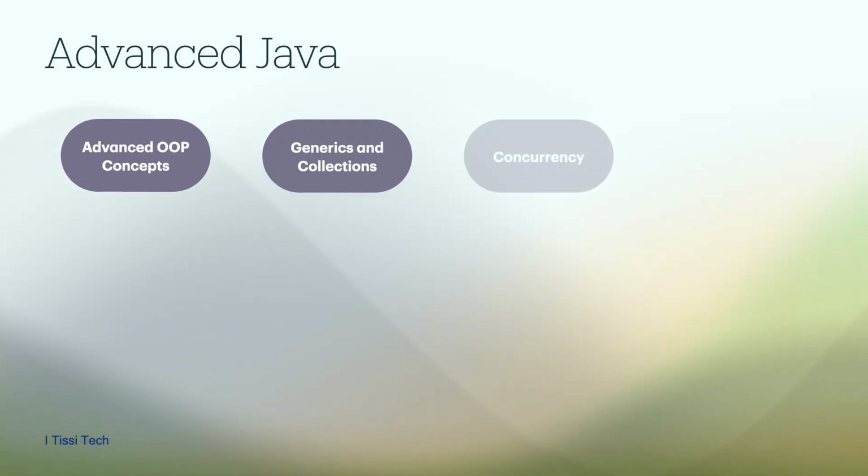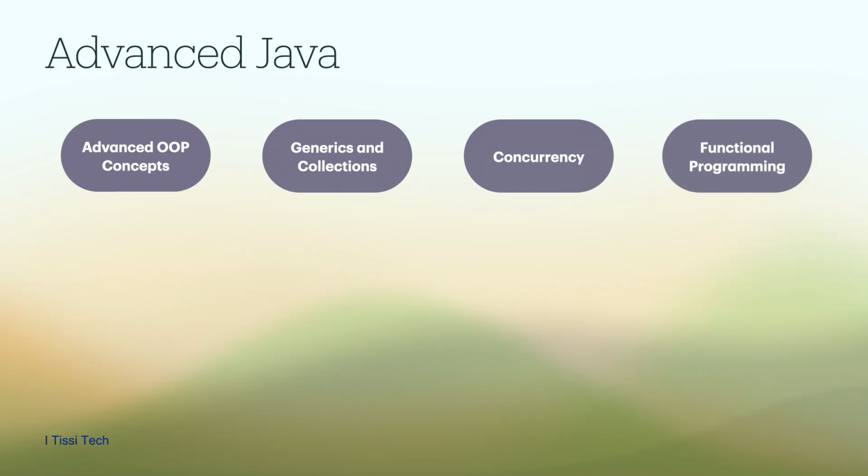As applications grow in complexity, concurrency becomes essential for managing multi-threading and parallel execution. Alongside this, functional programming introduces powerful features like lambdas, streams, and functional interfaces, enabling cleaner and more efficient code.